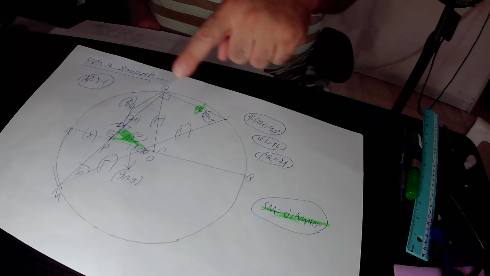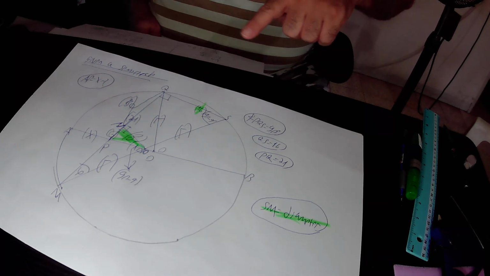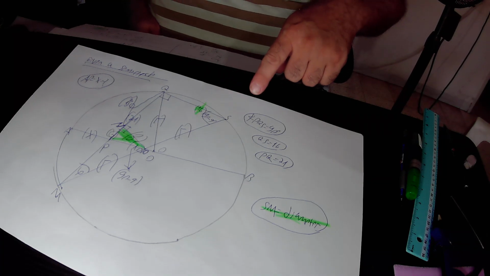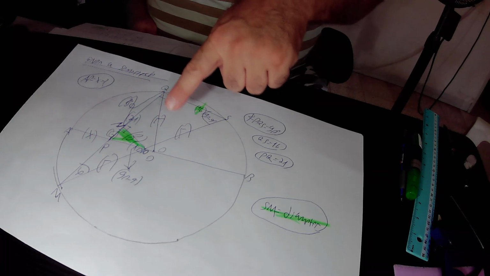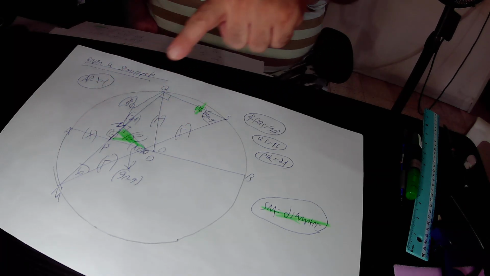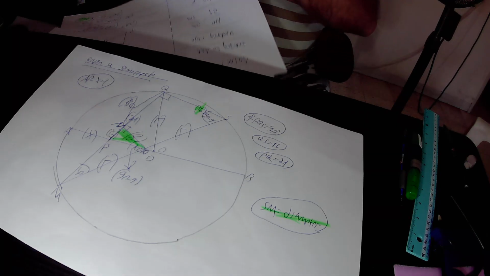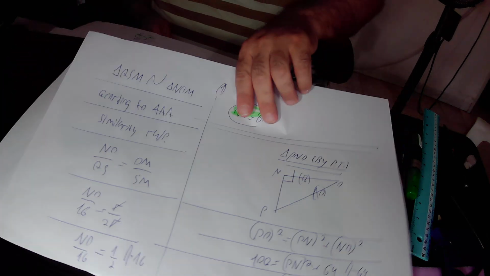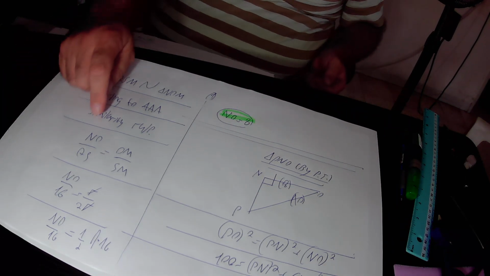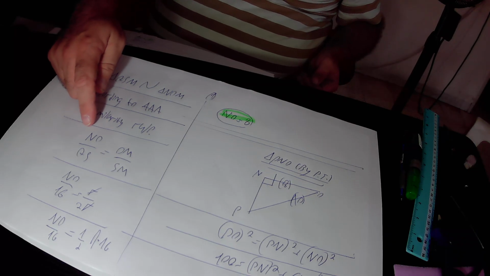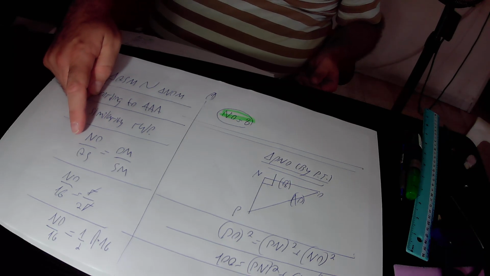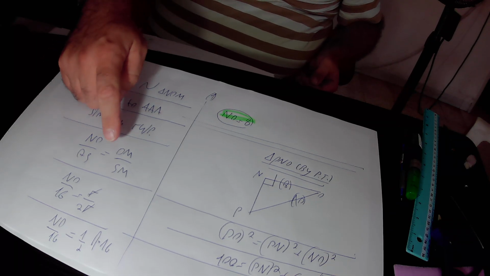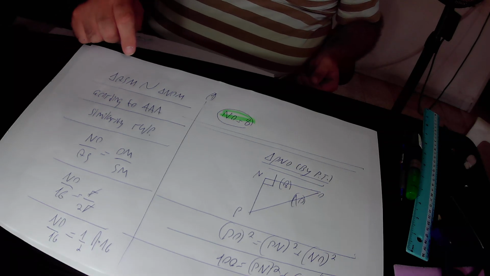We derive that side NO of the small right triangle NOM over side QS of the big right triangle QSM is equal to side OM of the small right triangle NOM over side SM of the big right triangle QSM. So again, from the fact that those two right triangles are similar to each other, we derive that the following relationship exists between their sides. We derive that side NO over side QS is equal to side OM over side SM.